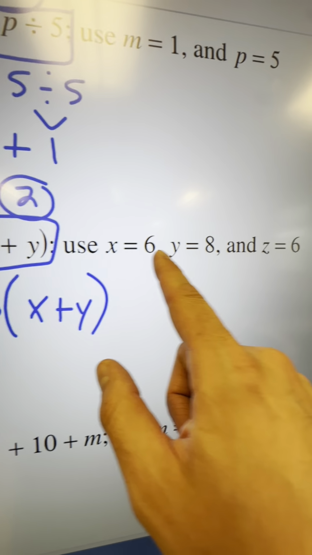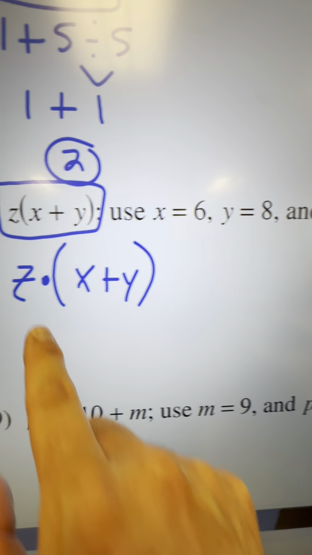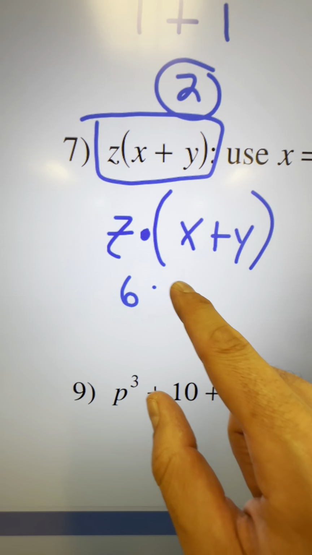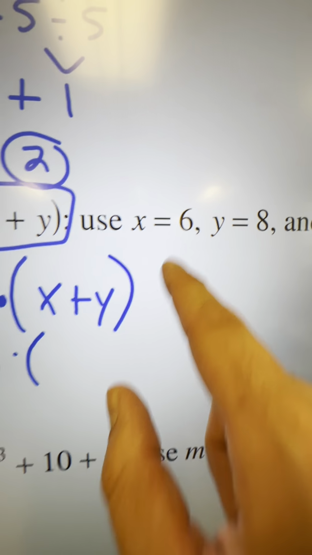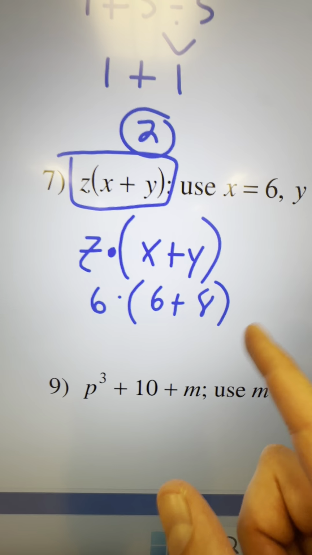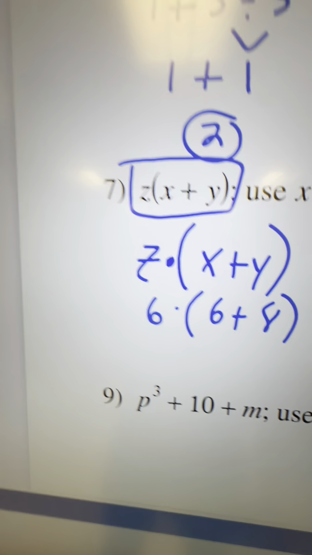And now I'm going to replace my 3 values. X is 6, y is 8, and z is 6. So z is 6, so I'm going to put 6 here for that, times, how much is x? X is 6. And how much is y? Y is 8. So take your time when you're substituting. Make sure you put them in the correct spots. It's not always in alphabetical order.